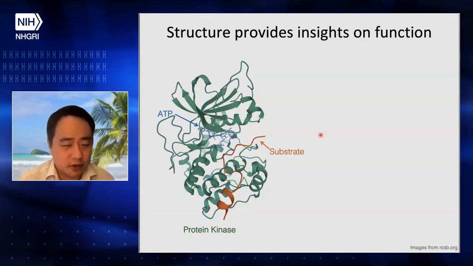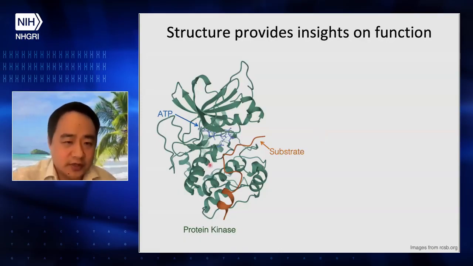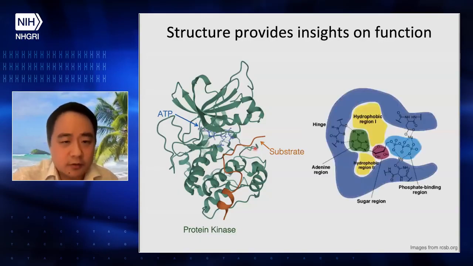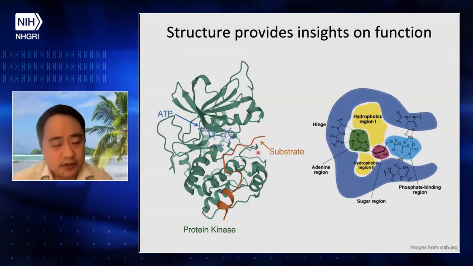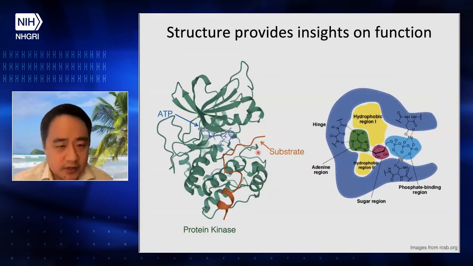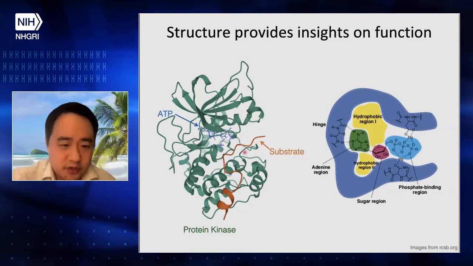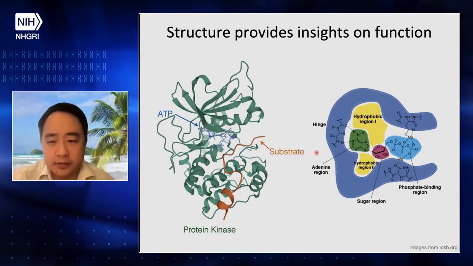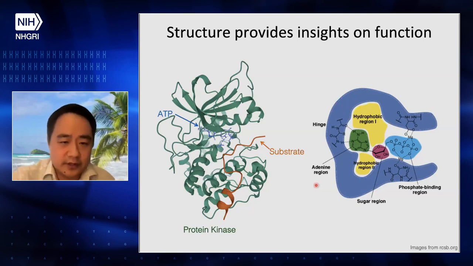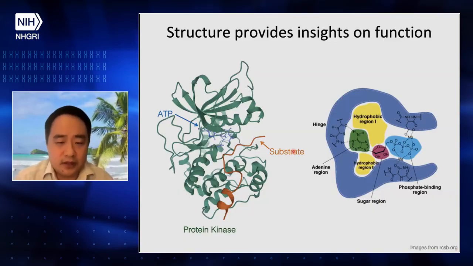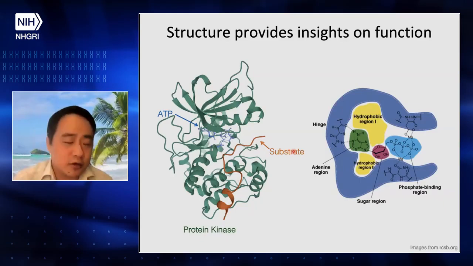This structure has two lobes, and in between there is a pocket that hosts the molecule ATP, one of the most important energy molecules, which also carries the phosphate group that needs to be transferred to the substrate, a peptide or a fragment of another protein. After this, the phosphate is transferred to some of the residues on the substrate, and thus performs a molecular switch function, turning another protein's function on and off. So structure basically provides a lot of insight on function.